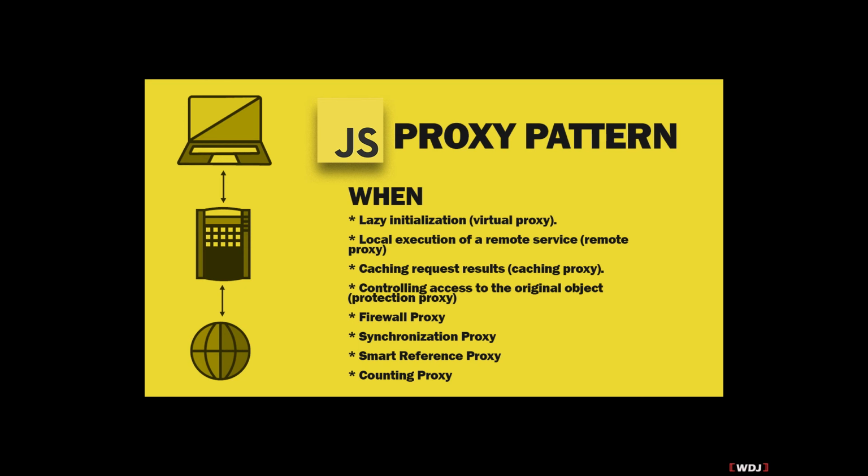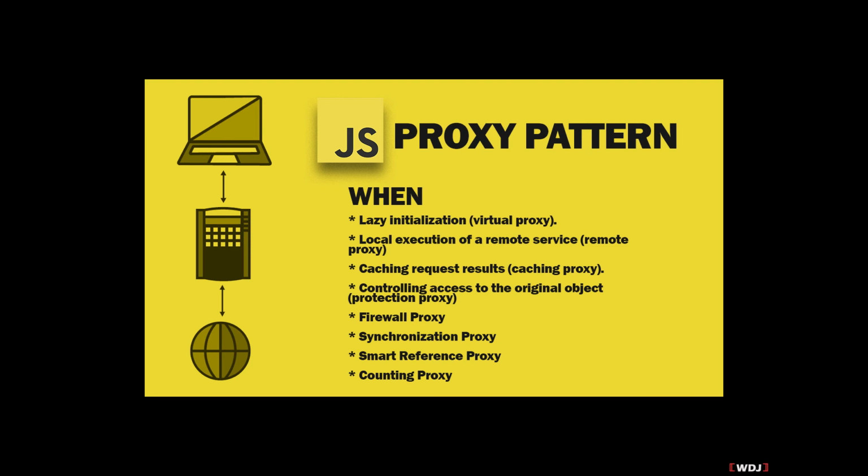The local execution of a remote service is called a remote proxy. This is when the service object is located on a remote server. In this case, the proxy passes a client request over the network, handling all of those nasty details of working with the network. I mean, yeah, you're probably going to use this one.